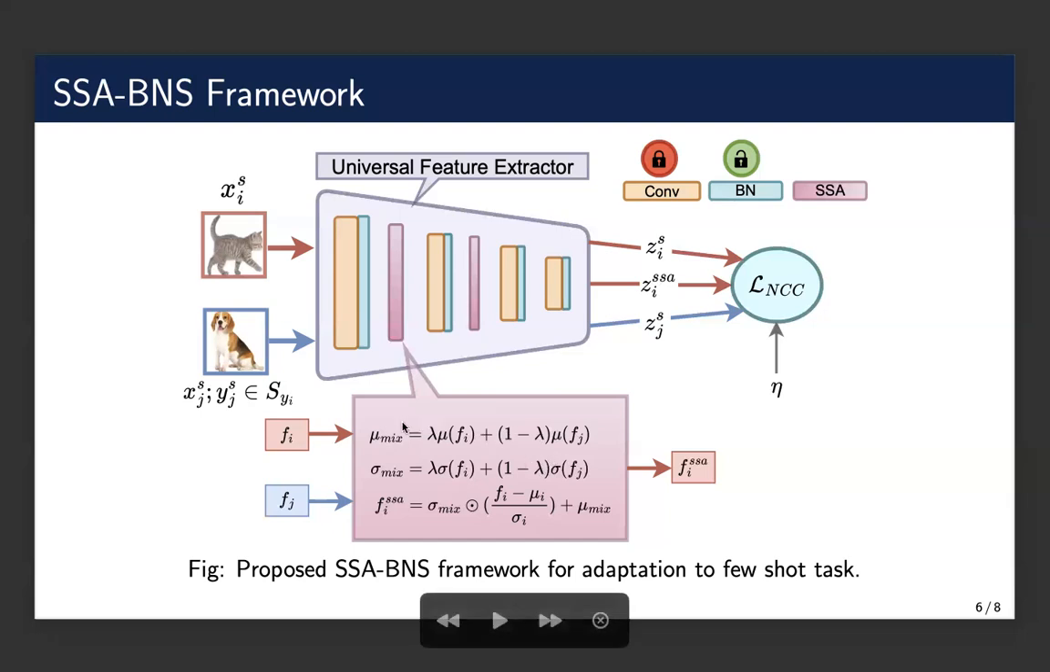These can be used to obtain an intermediate style statistic, mu mix and sigma mix, which is then used to renormalize the feature to get the style augmented feature. Now, along with the original features, we also have the style augmented features, which are used to optimize the nearest centroid classification loss. The batch normalization parameters in the network are updated, keeping the conv layers fixed for efficient learning.